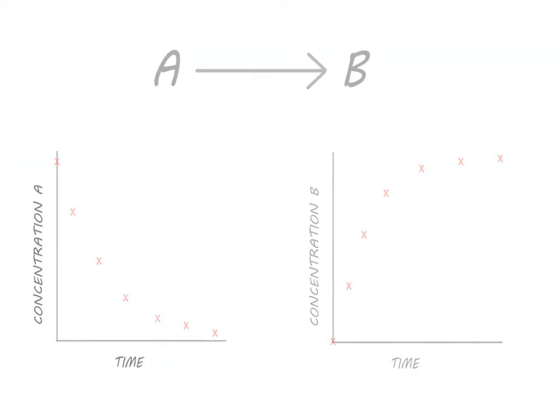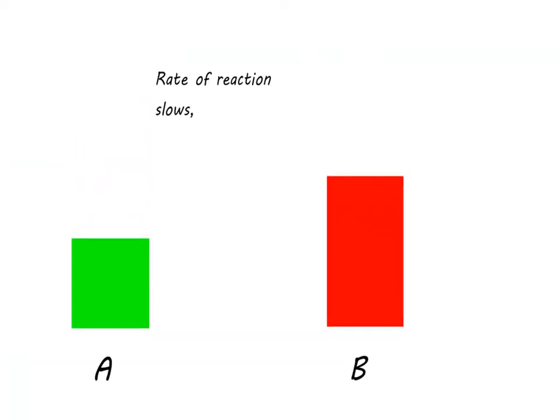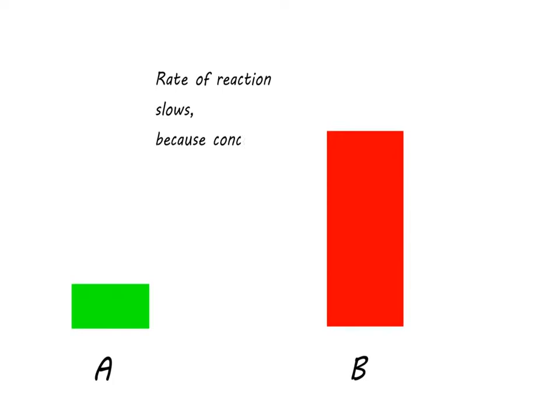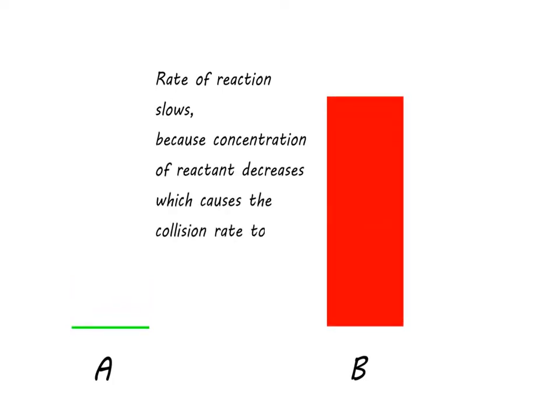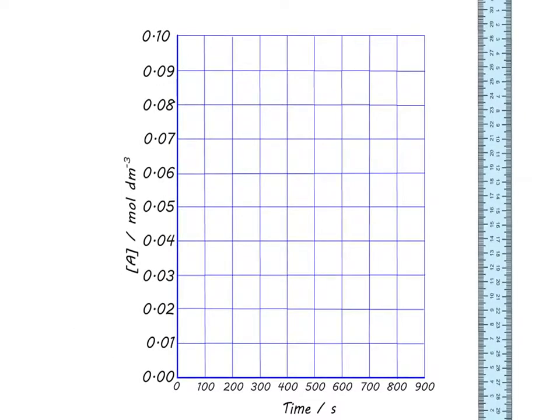In a typical reaction, the rate of reaction slows as the reaction proceeds, because the concentration of reactant decreases, and as a result, the collision rate between the reacting molecules decreases. In order to determine the rate of reaction, that is, the change in concentration of reactants per unit time, you first need to collect data by analysing the reactant concentration with time and then plot a graph.